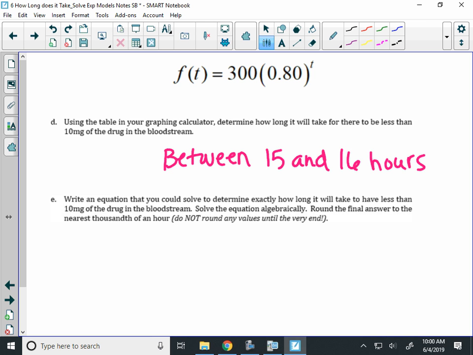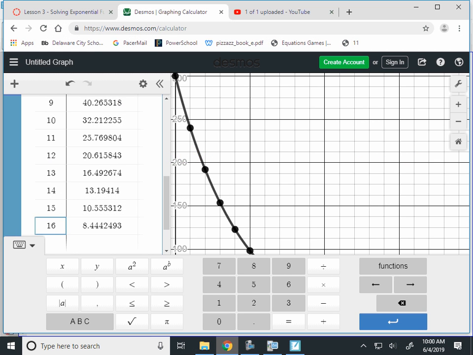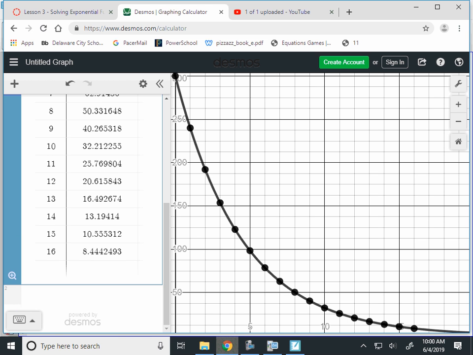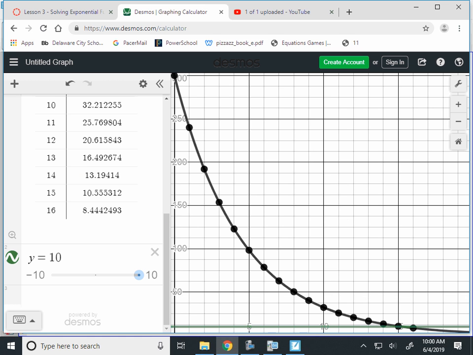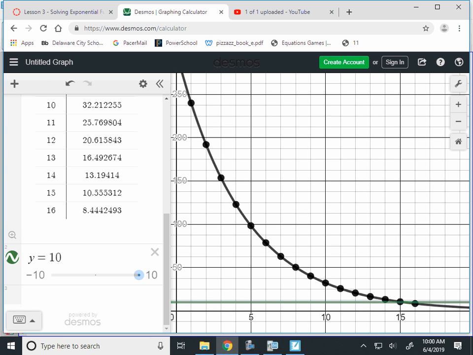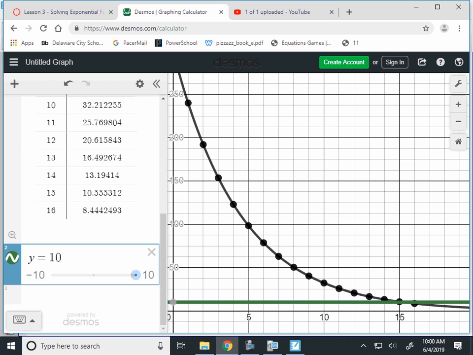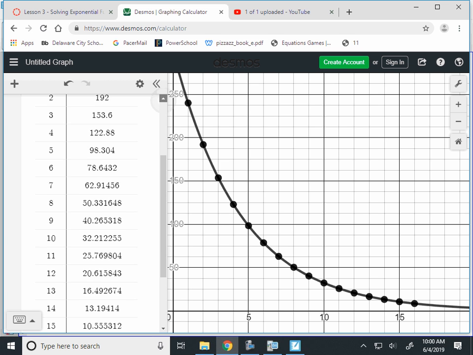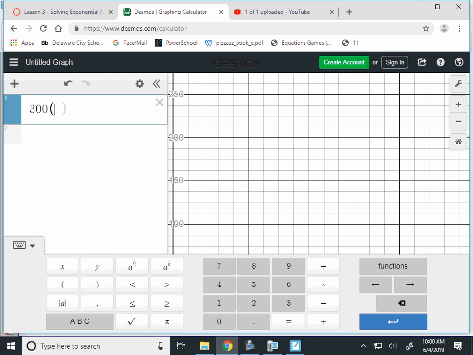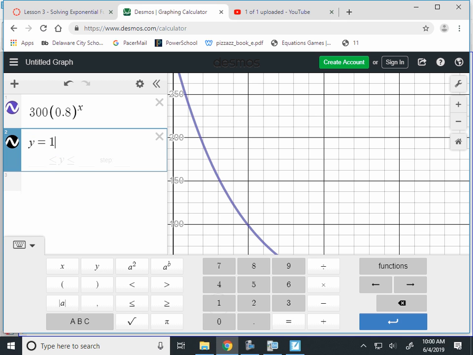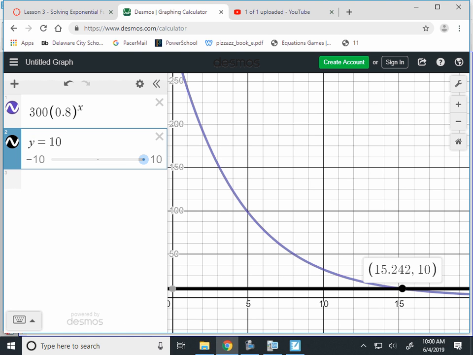Remember, the other way that I could have done this is to go into Desmos and type y equals, that's the amount of medicine, equals 10. I look here on my screen, you see on the bottom there's that intersection. I can click where they intersect. Oops, I can't do that with the table here, hold on. I'd have to retype this. There we go. I can see where they intersect here, which is 15.2, which is between 15 and 16 hours.